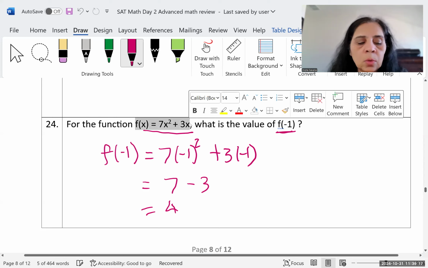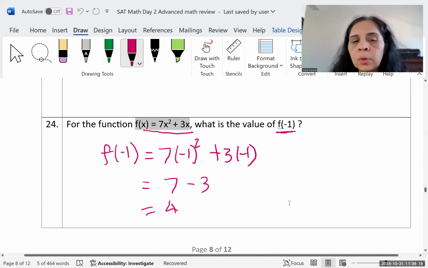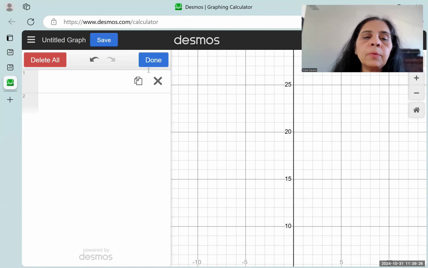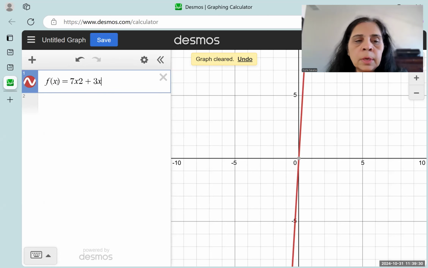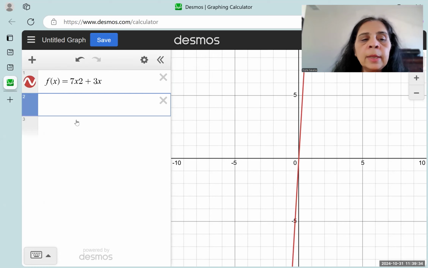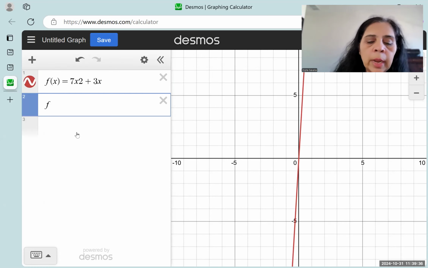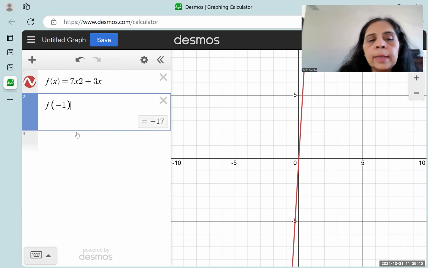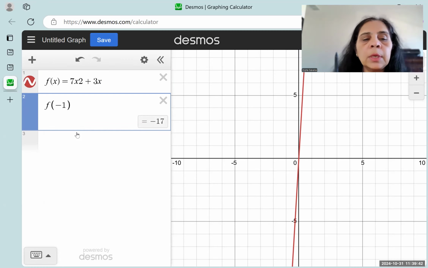I can just copy from this, and we are looking for f of negative 1. So let me clear this. I will make sure to delete all, right? So I will just enter it as it is. In the second one, I can click here, and we are looking for f of negative 1. And that's your answer, negative 17.